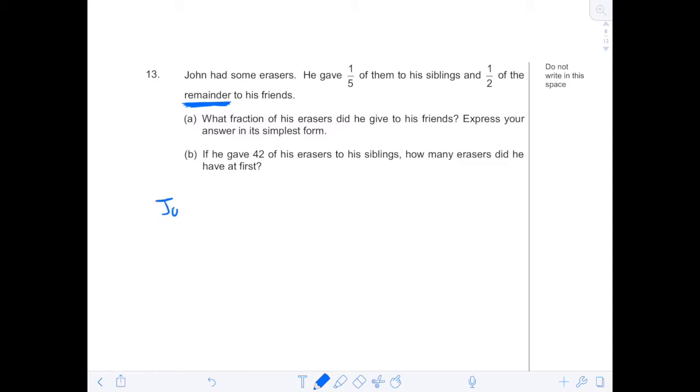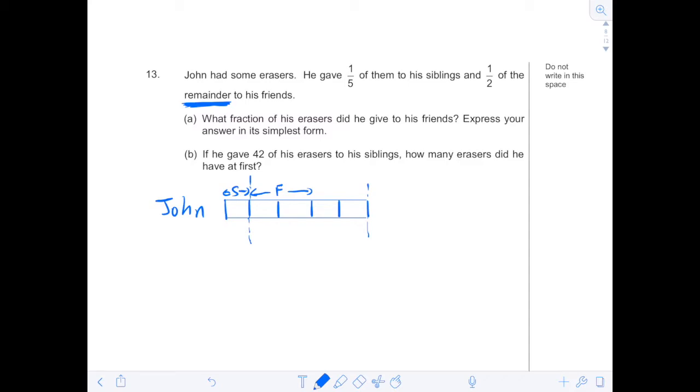So you got John. Okay, he had erasers. How much did he have? He had 5 units of erasers at first. Okay, and he gave 1/5 to his siblings. So this is siblings, and half of the remainder. Now, the remainder I always have to mark it out like this. This is the remainder. Half of the remainder, just nice here. There are 4 units. So half of the remainder would be 2 units. So 2 units will be given to his friends. Okay, friends.